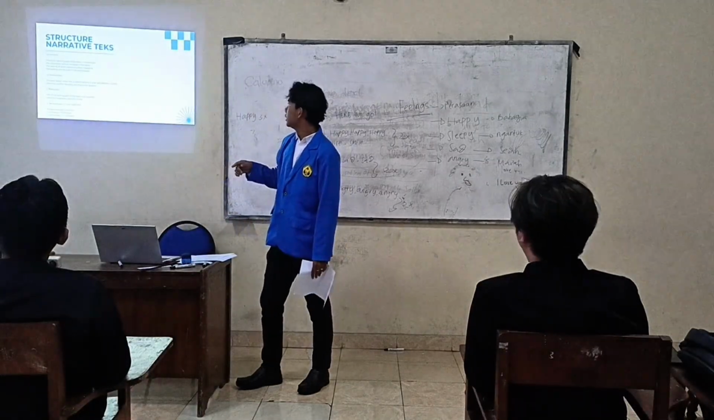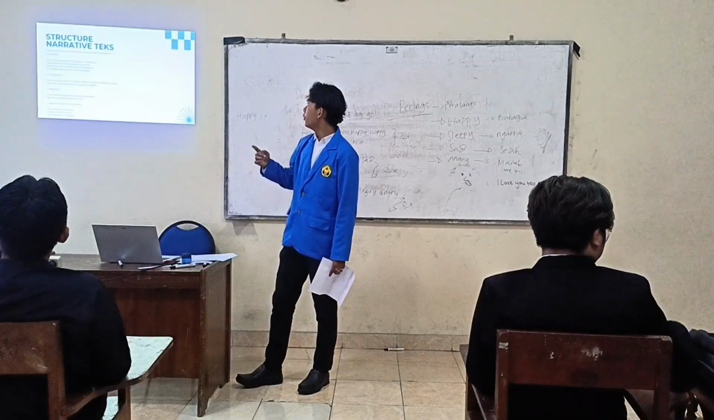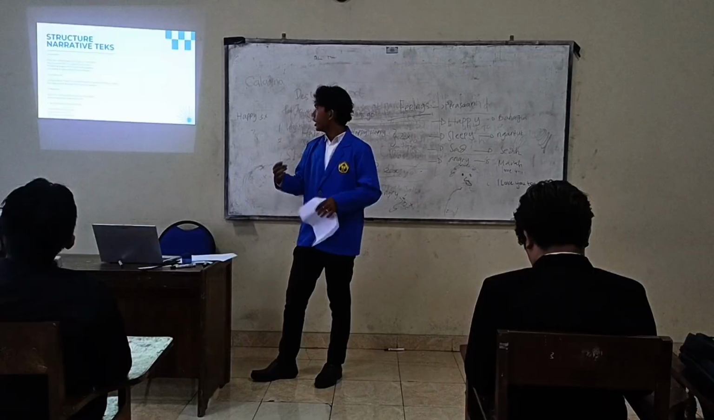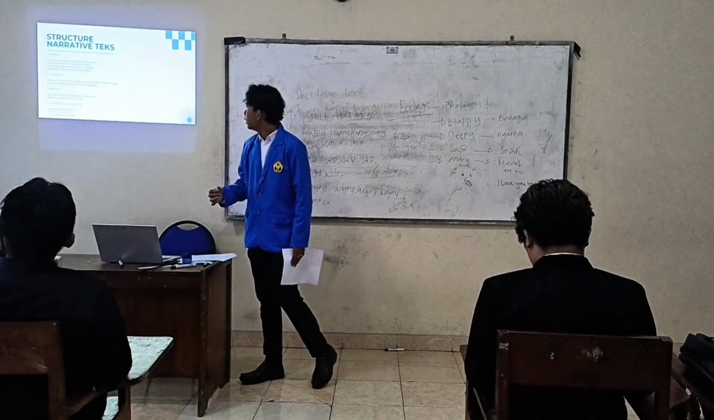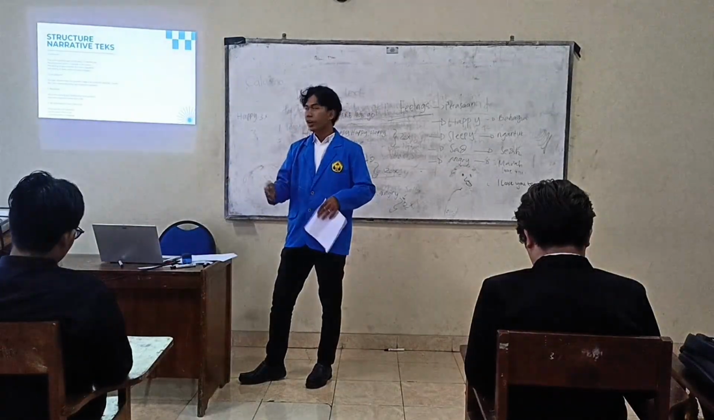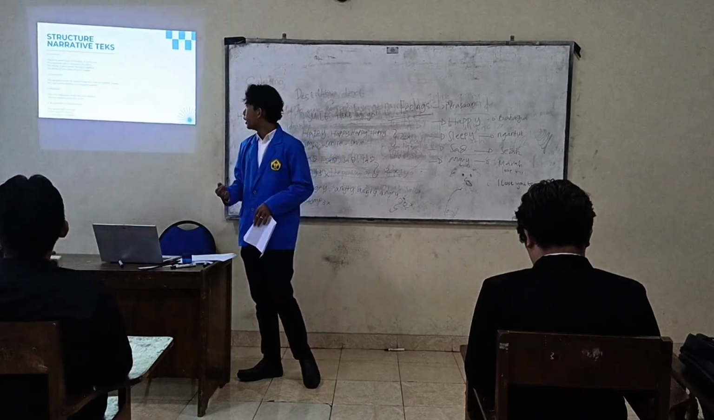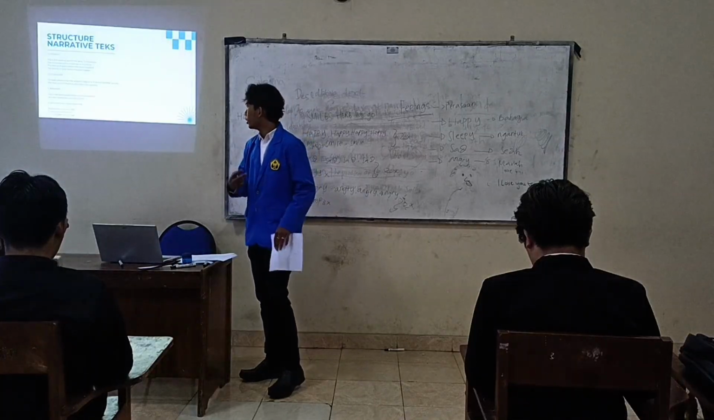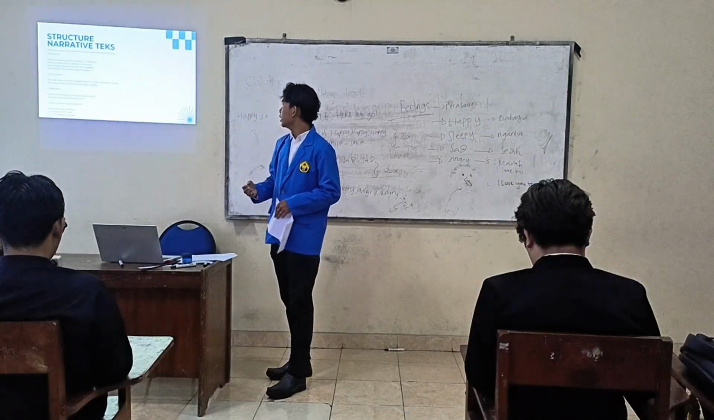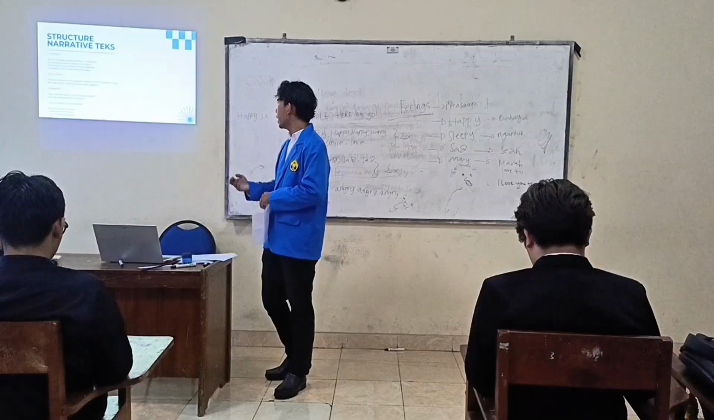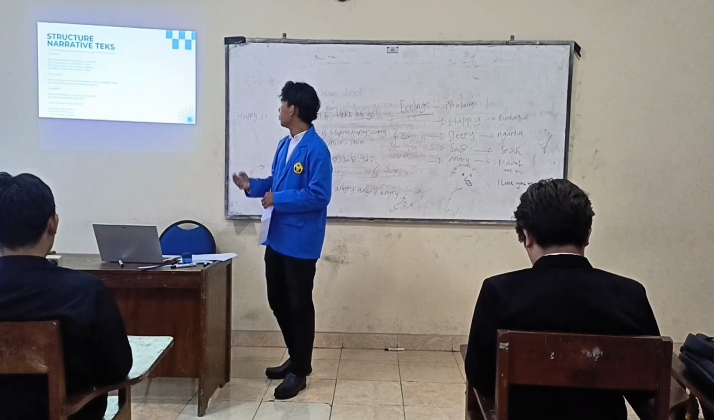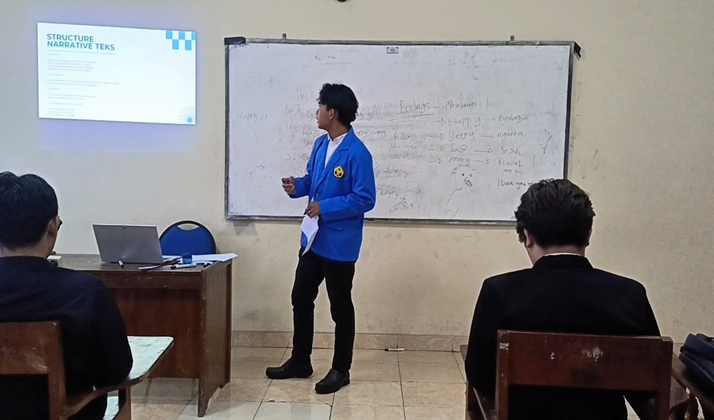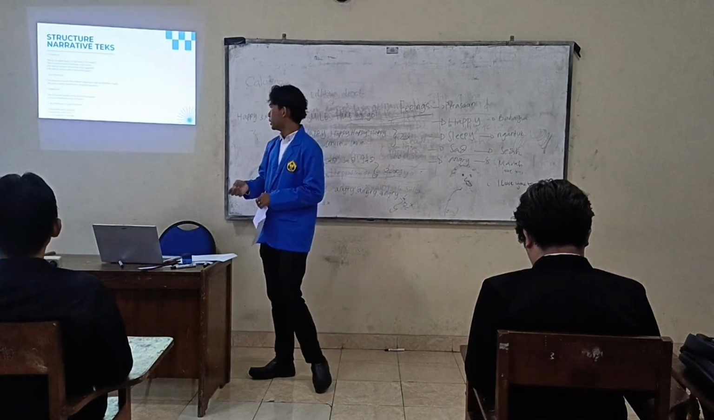Orientation. This is the opening part of the story. It introduces the characters who are involved in the story. And then, the setting of place where the story happens. And then, the setting of time when the story happened. And 2. Complication. This part shows when the problem begins to arise and develop. Usually, the main conflict faced by the character appears.